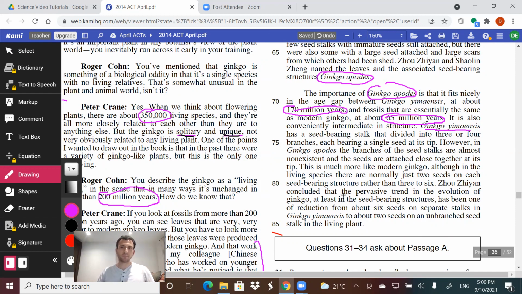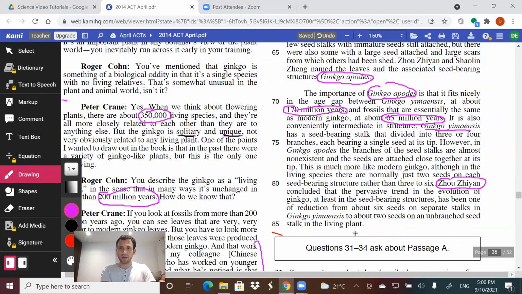Okay, this is much more like modern ginkgo. So modern ginkgo doesn't have multiple branches, although in the living species, there are normally just 2 seeds on each seed-bearing structure rather than 3 to 6. Zhao Zhen concluded that the pervasive trend in the evolution of ginkgo, at least in the seed-bearing structures, has been one of reduction from about 6 seeds on separate stalks in the ancient one to about 2 seeds on an unbranched seed stalk in the living plant.